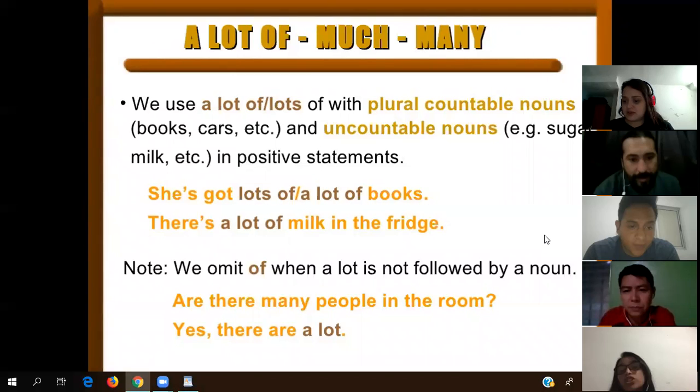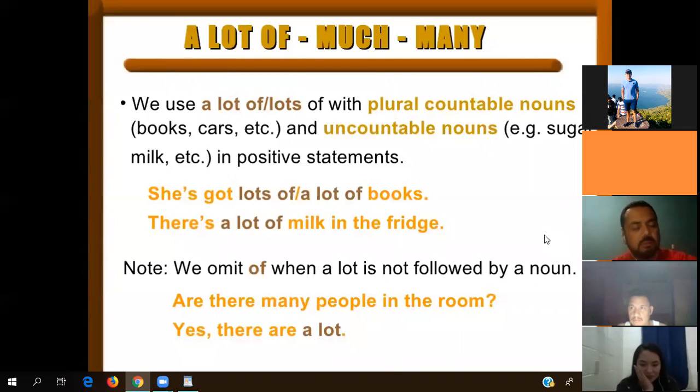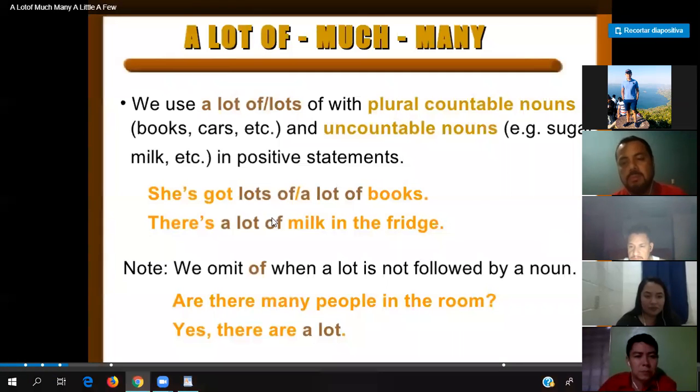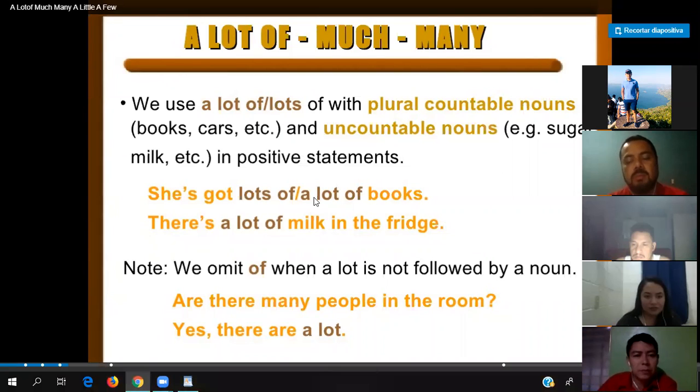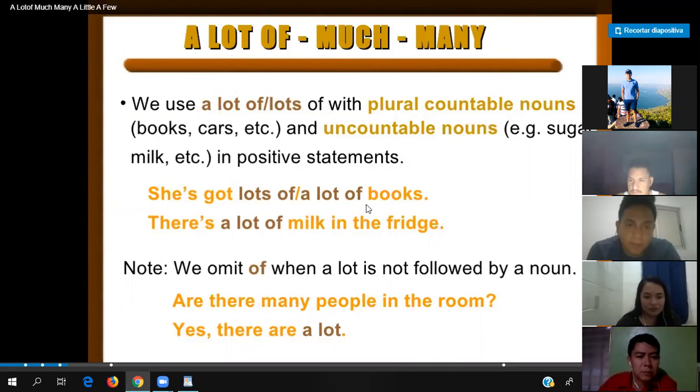Guys. Yes, there are a lot. Mute the microphones, all right? Kind of noisy. All right, look at this, guys. Now, when am I going to use a lot? With countable or uncountable ones? For both. Look, a lot of books or a lot of milk. Yeah, a lot of I can use with both. But lots of I can only use with? Plural. The plural. All right.